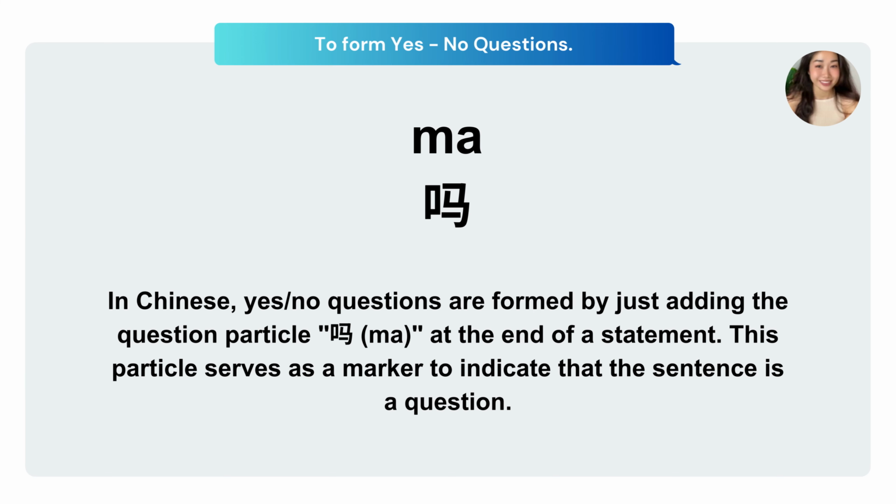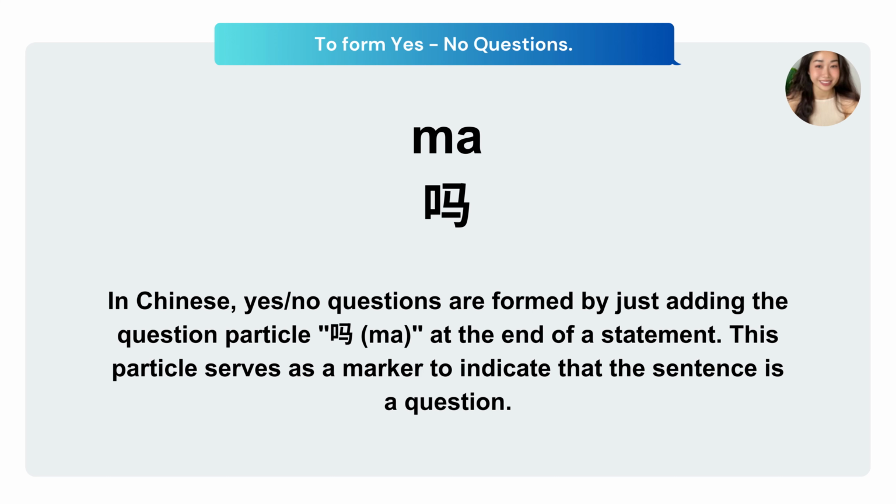So today we are going to learn 4 ways to make questions in Chinese. The first way is to form yes or no questions. In Chinese, yes or no questions are formed by just adding the question particle 吗 (ma) at the end of a statement. This particle serves as a marker to indicate that the sentence is a question.